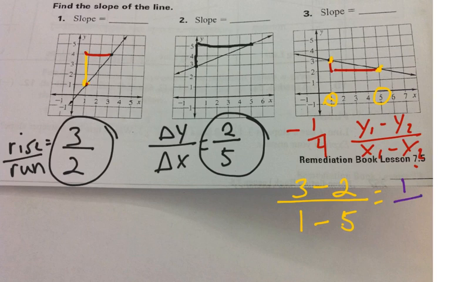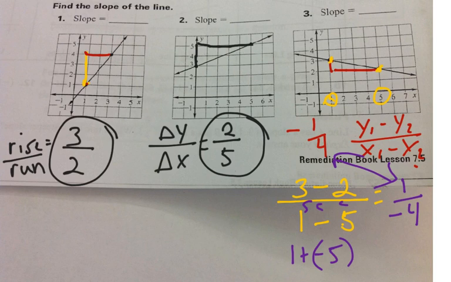1 minus 5, again, my same change rule when subtracting numbers. So I have 1 plus negative 5, 1 positive, and 5 negatives gives me 1 neutral and 4 negatives. So it's negative 1/4. So either way, I'm going to get the same answer. And I know in this graph it's easier to just use rise over run, but in this graph I wanted to demonstrate both ways because you might have some more difficult graphs down the line.